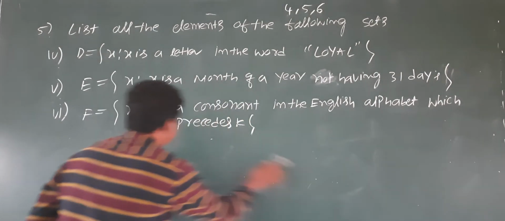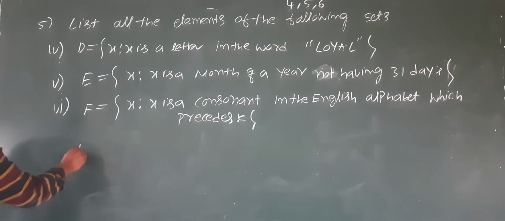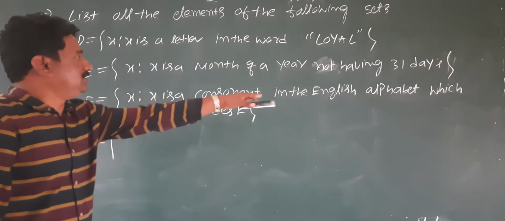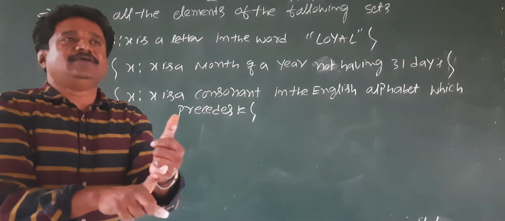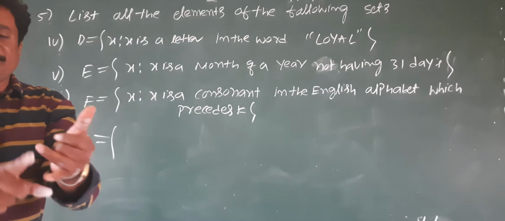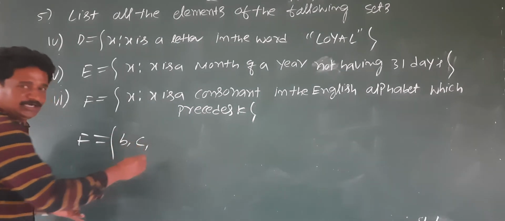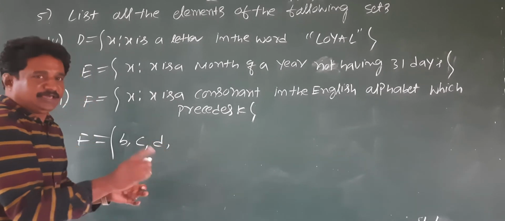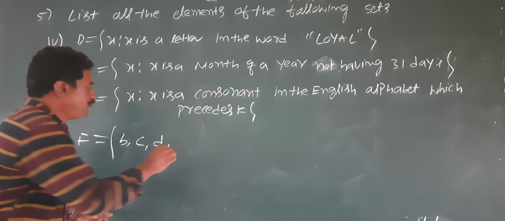Last one. So F. F is consonants which are preceders of K. Tell me that. A, is that a consonant? No, it is a vowel. B consonant. C consonant. A, B, C, D. D consonant. A, B, C, D, E. E vowel. E, F consonant.